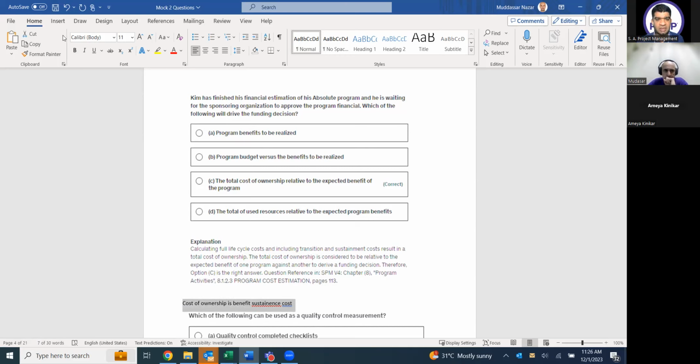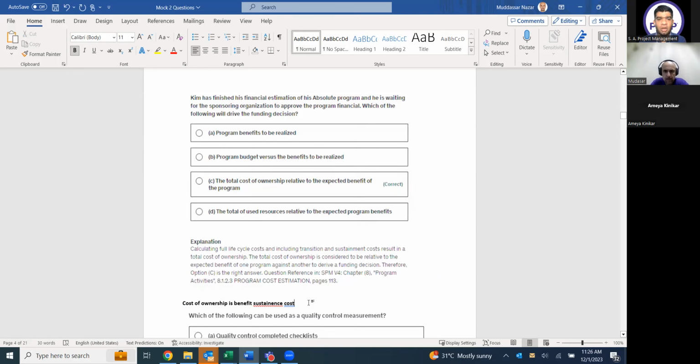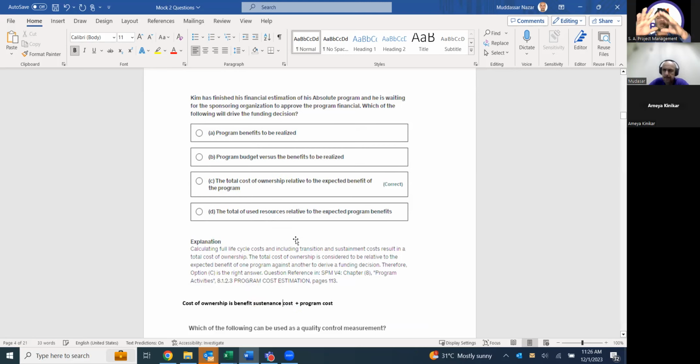Okay. So what he is giving as the explanation: calculating full life cycle costs, including transition and sustainment costs, results in a total cost of ownership. The total cost of ownership is considered relative to the expected benefit of one program against another to drive a funding decision. Okay. So whenever it talks about certain things, you have to talk about the complete package. Okay, sir. Noted, sir.